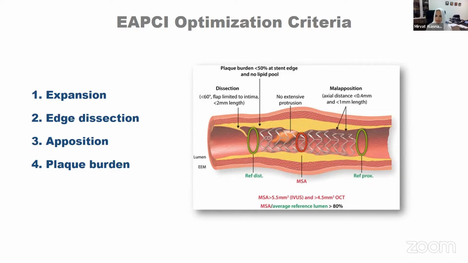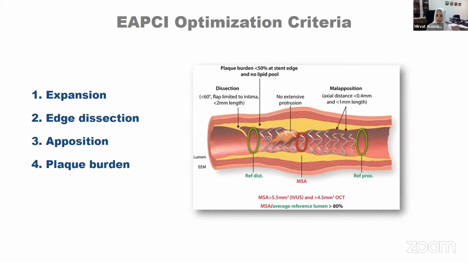And then you want to be in a segment that has no lipid pool, as we agreed, and the plaque burden there is less than 50%. And then you want to make sure that if there is an edge dissection, what is actionable? Is every edge dissection actionable? Probably not. And there are certain criteria depending on which document you're going to read.